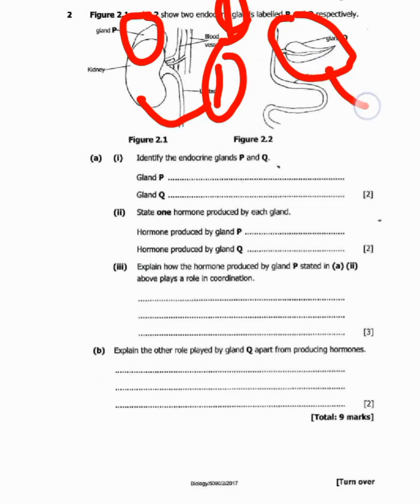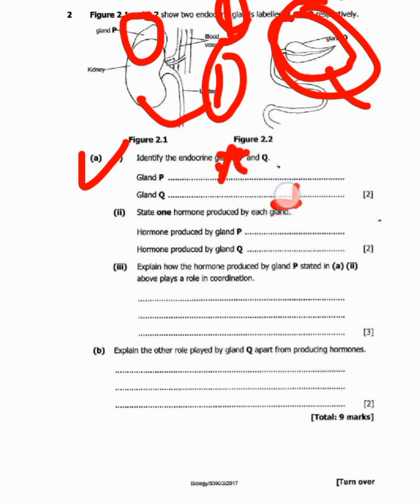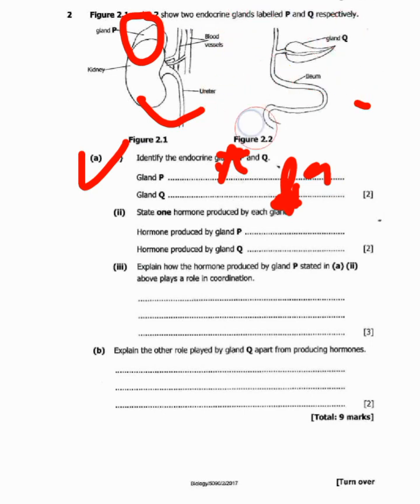Then this one, we have what we call the pancreas. The pancreas also is a gland. So the first question says identify the glands labelled P and Q. P, we have said, is the adrenal gland, and Q is the pancreas. So we need to understand it like that. We would have answered the first one.